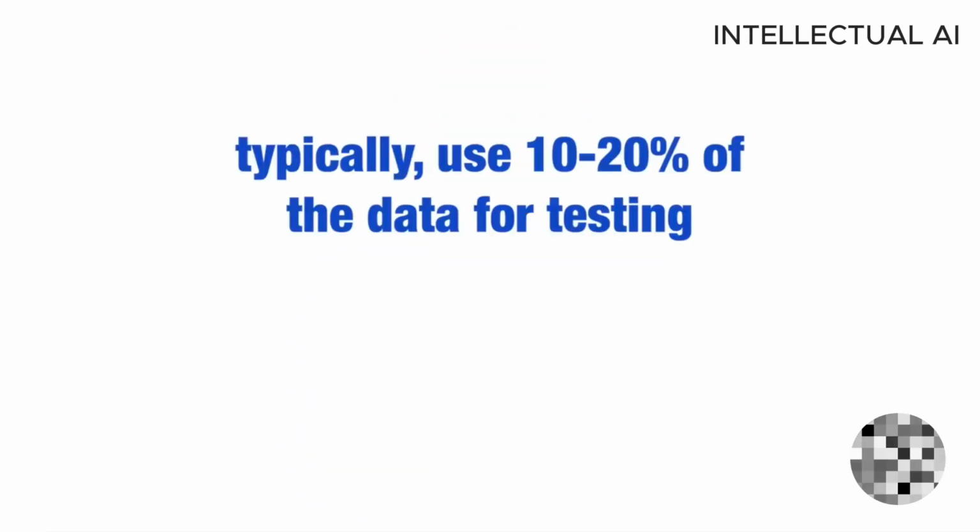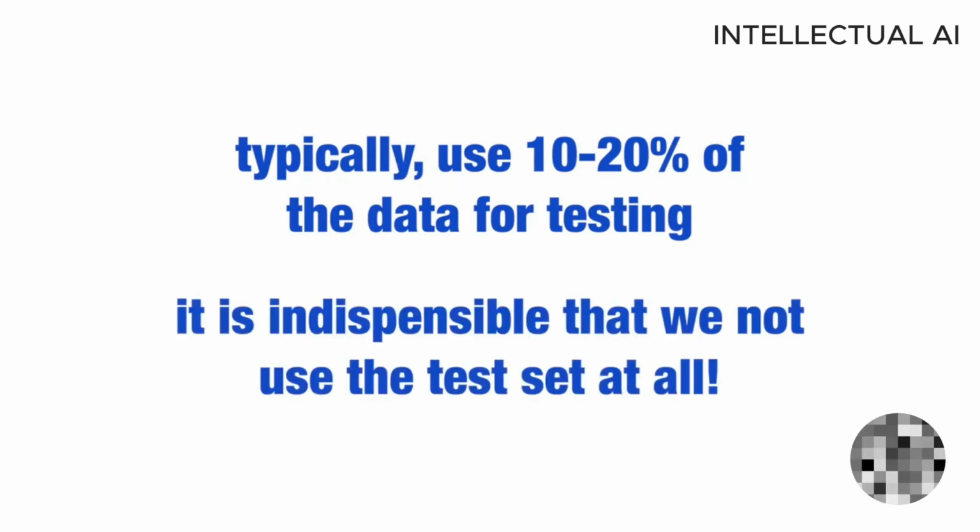Typical choices are to use 10% to 20% of the data for testing. Let's reiterate that it is indispensable that we not use the test set at all, not for filtering out rows, not for selecting features, nothing. Now, this presents a new problem because for most machine learning algorithms, we need to select parameters.